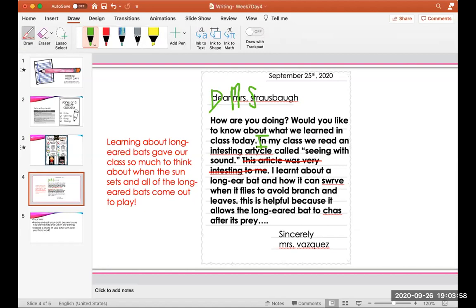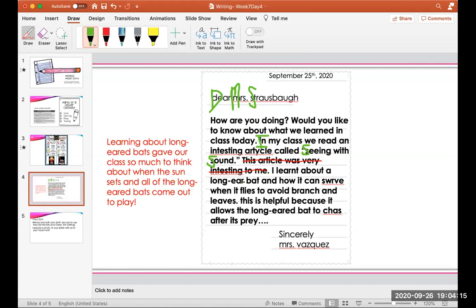In my class, we read an interesting article called Seeing with Sound. So remember, Seeing with Sound is the title of our story, so I need to be sure that's capitalized too, the S's. Remember, I took that one out, so this one's good because I fixed it.